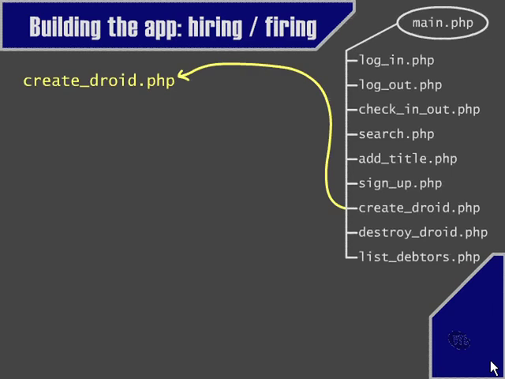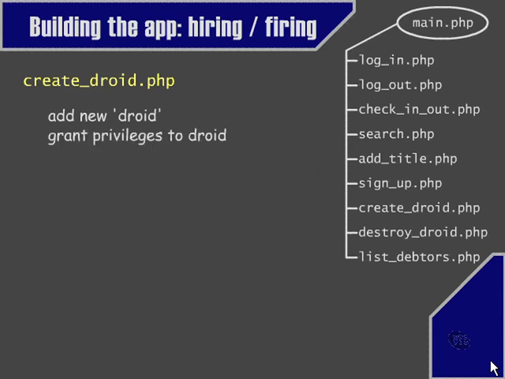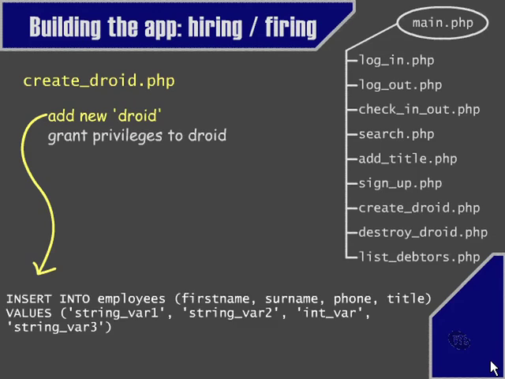So looking in detail first of all at our create droid script, the task that needs to be fulfilled is to add a new droid to the database and then to grant privileges to the new droid. To add the details to the employees table, we use a very simple insert statement. This adds information to the particular employee that we've just added to the database.